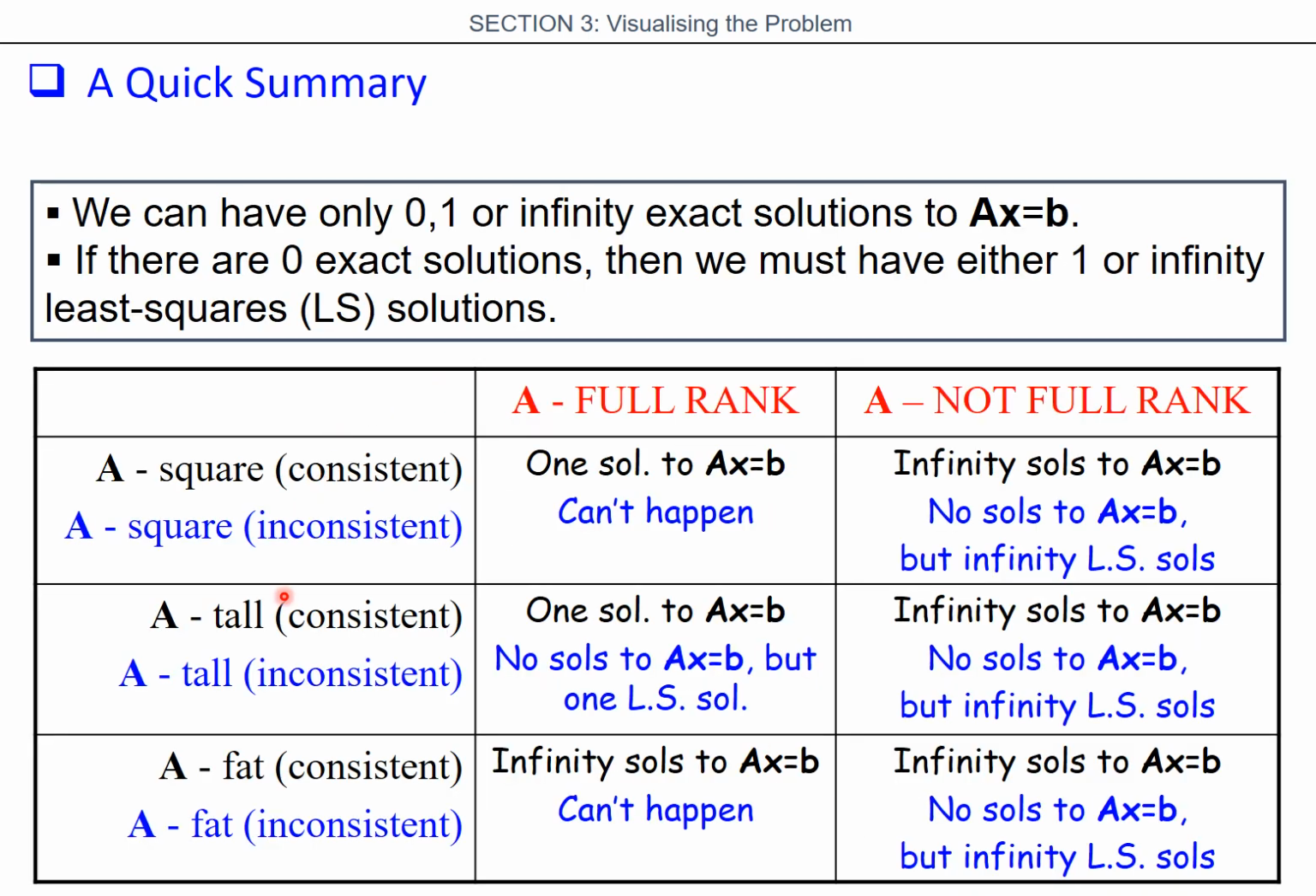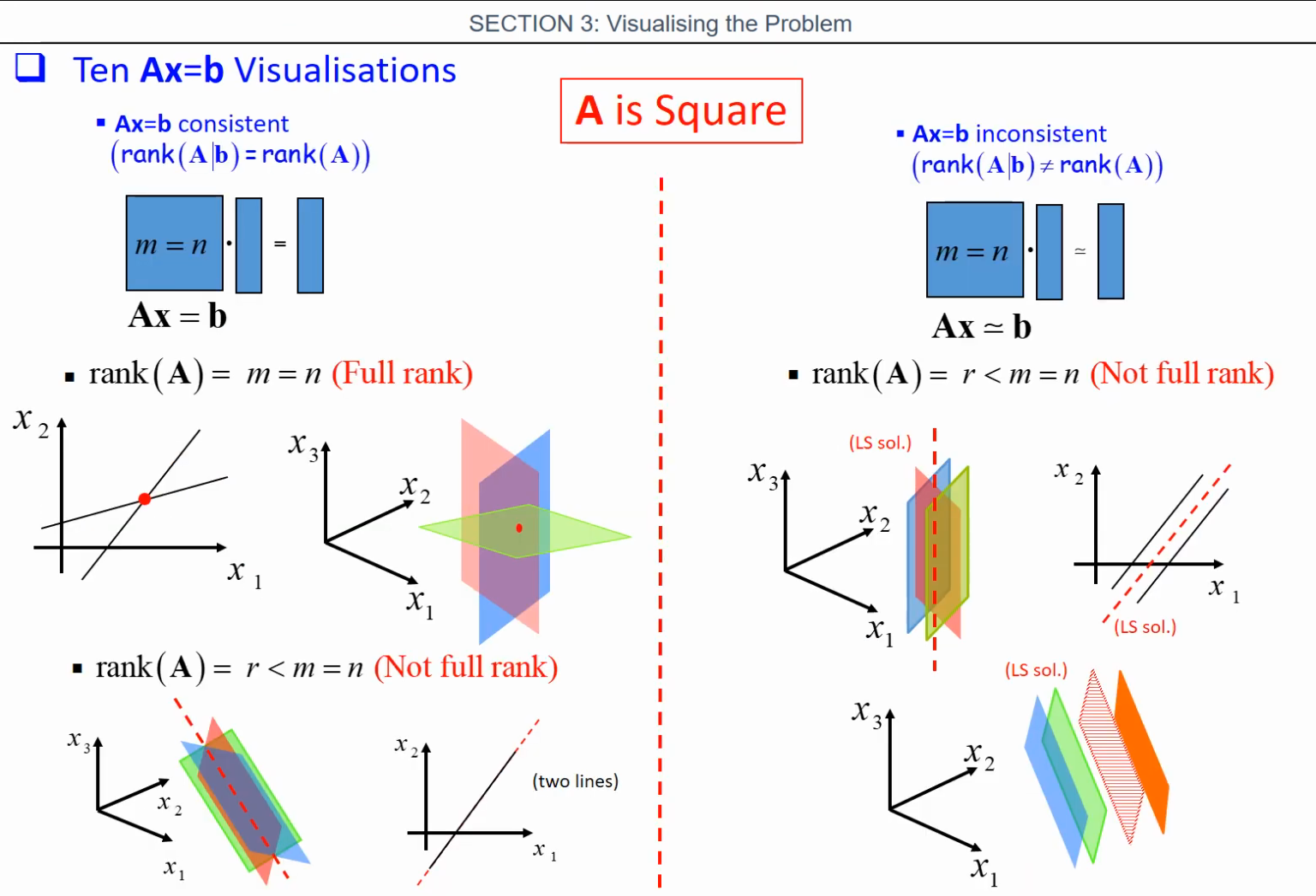So here I've summarized all the 10 possibilities. This case where A is square, inconsistent, and A is full rank, can't happen. Where A is fat and inconsistent, can't happen. With a little thought, you should be able to understand why that's the case. But anyway, let's go through it. And for each case, I'll look at the case of consistent or inconsistent.